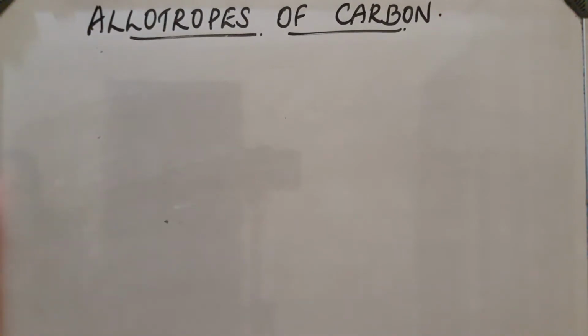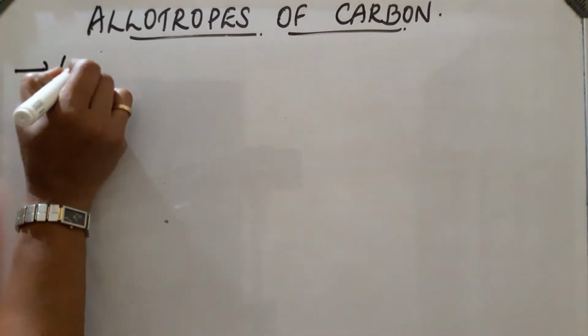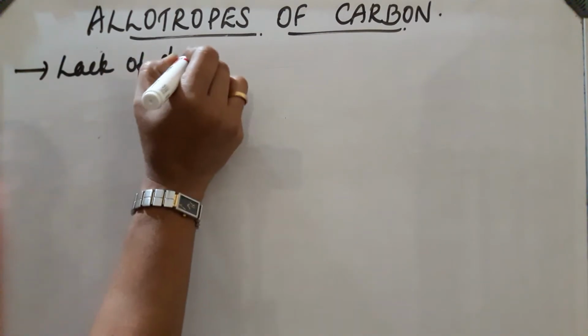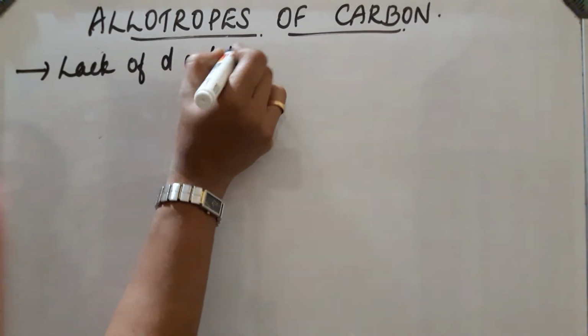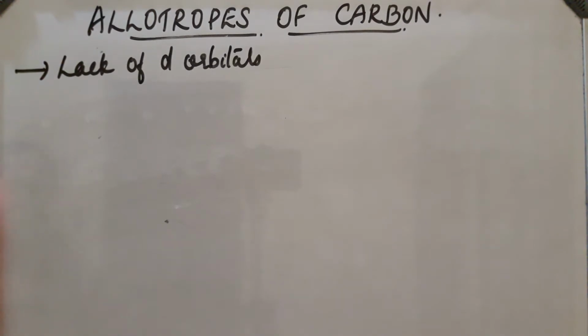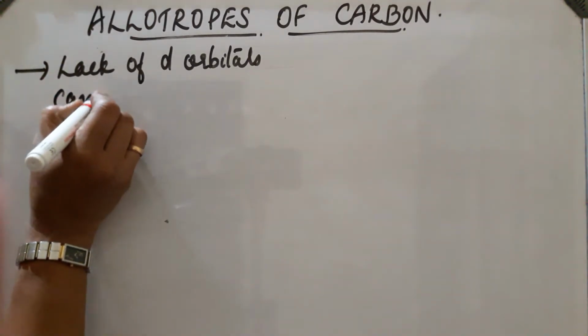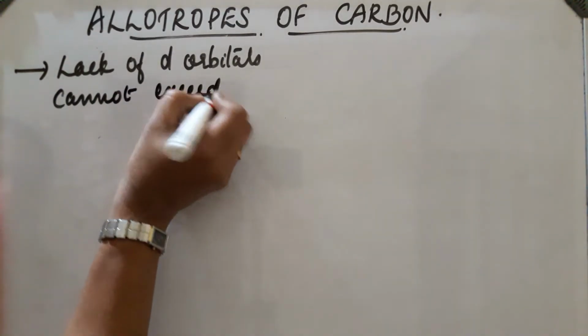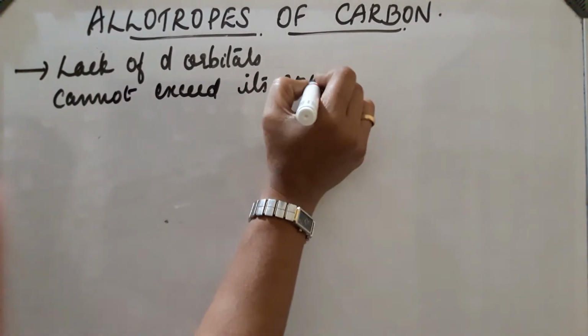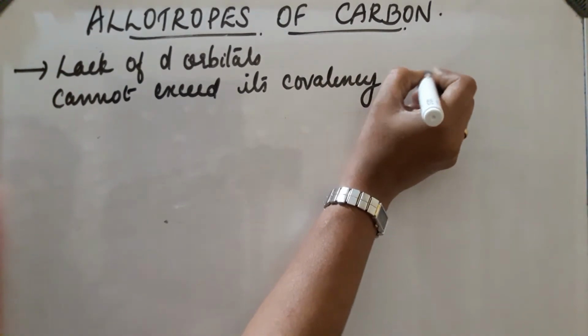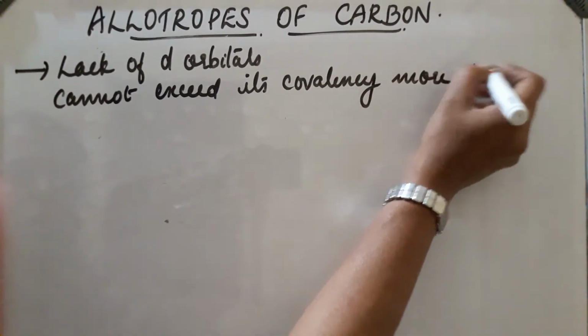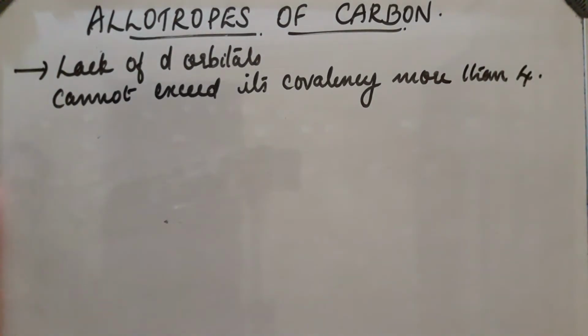Allotropes of carbon. Carbon differs from other members of the family due to its smaller size, high electronegativity, high ionization energy and lack of d orbitals. Due to this lack of d orbitals, carbon cannot exceed its covalency more than 4. But other members can exceed their covalency more than 4 due to the presence of d orbitals.